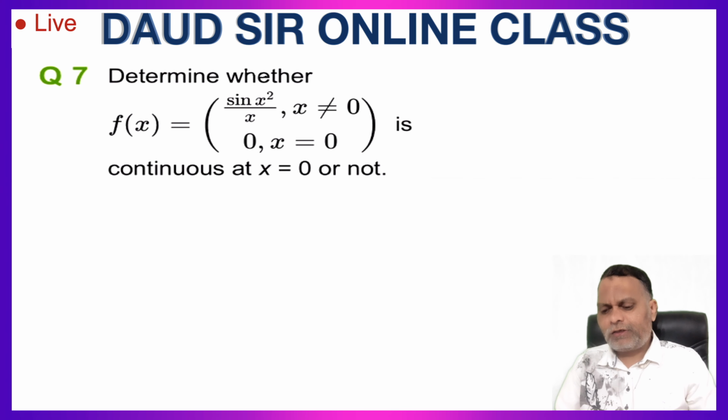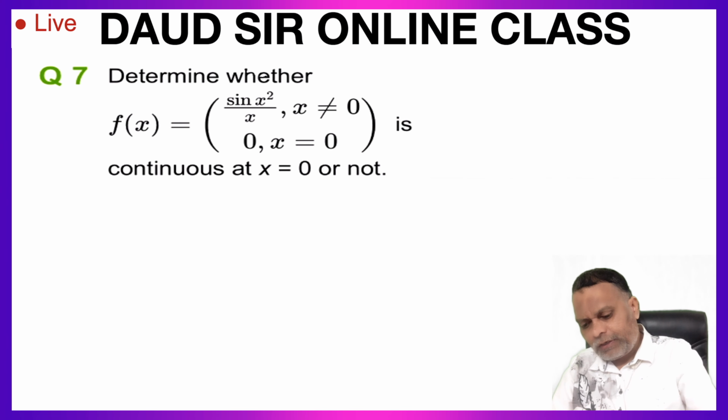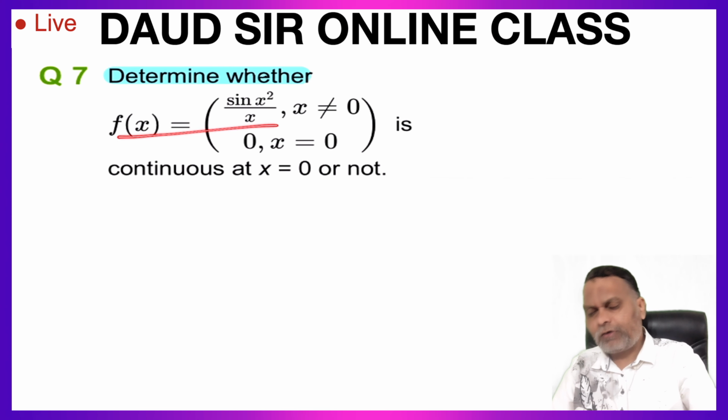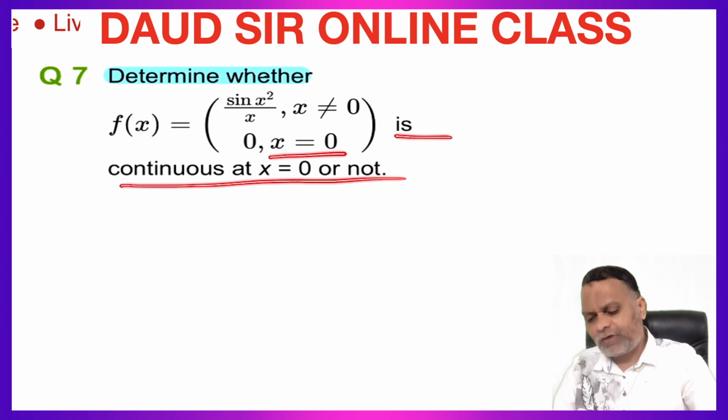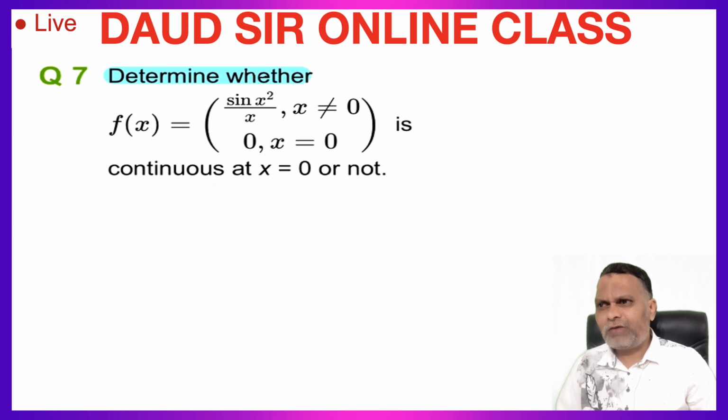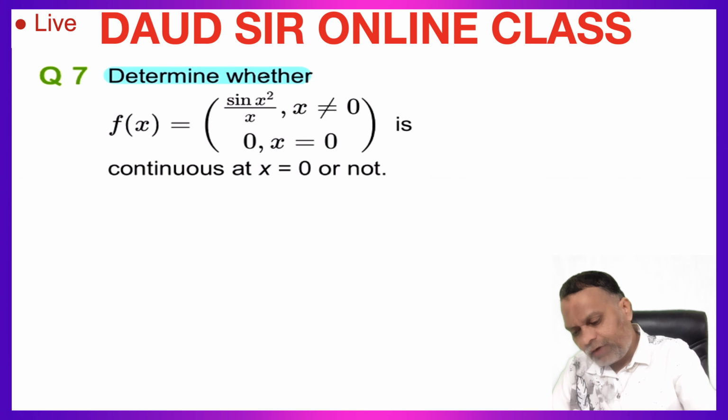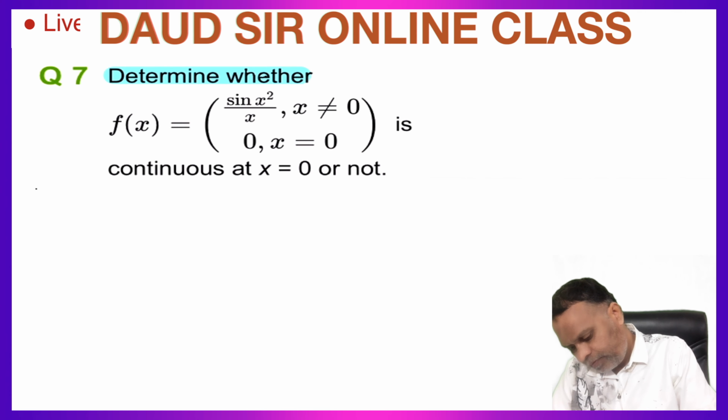Question number 7. Determine whether f of x is equal to sine x square upon x if x is not equal to 0, f of x is equal to 0 if x is equal to 0, is continuous at x is equal to 0 or not. This we have to determine. So the value of function at x is equal to 0 is 0. Therefore f of 0 is equal to 0.